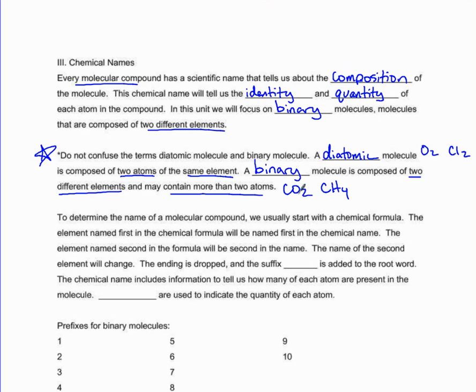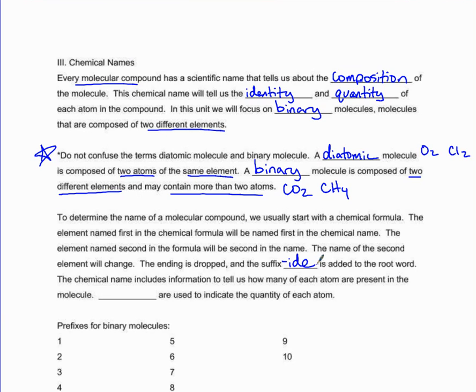So when we want to figure out the name of a molecular compound, we usually start with the chemical formula. The element named first in the chemical formula is first in the name. Just like in previous chapters, we don't want to change the order. The element named second in the formula is going to be second in the name. And the name of the second element will change just a little bit. The ending is dropped and the suffix IDE is added. And so that's a lot like what we found in the previous unit.